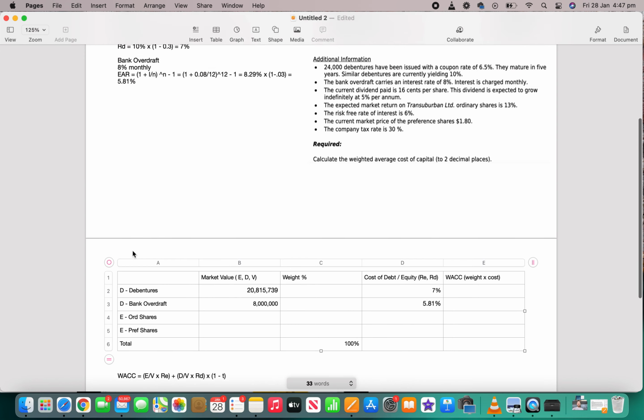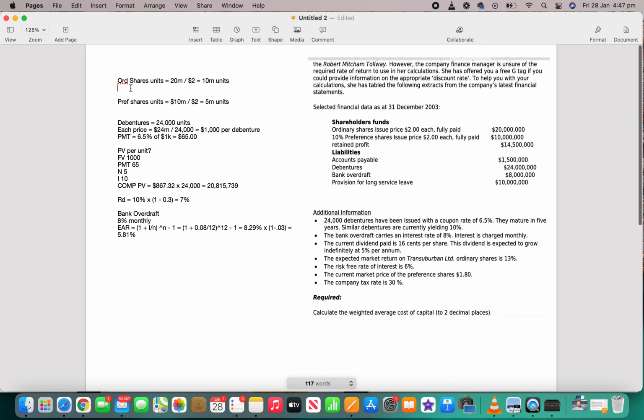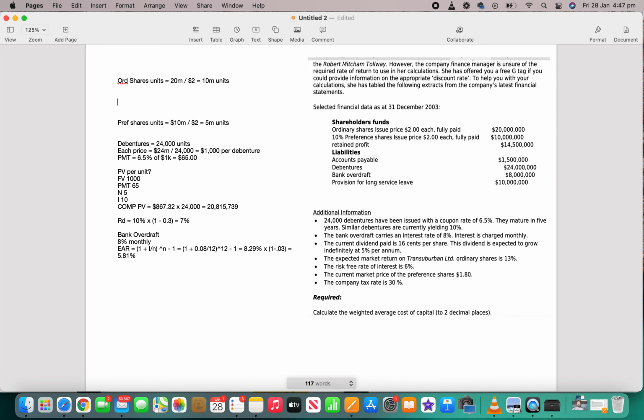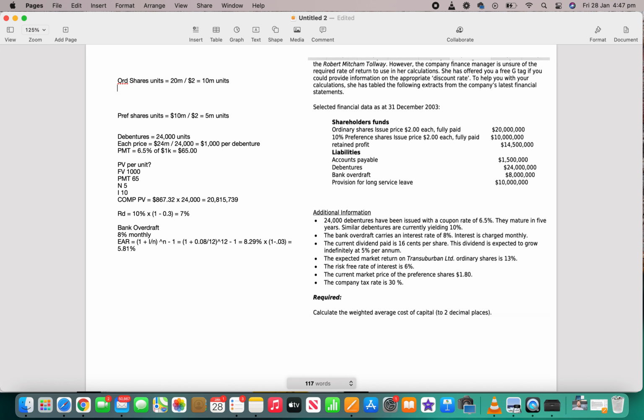So let's go ordinary shares. So up here, we know we already have 10 million units. Now, what it's saying, actually, it's saying here, the current dividend paid is 16 cents per share. So div equals 16 cents. The dividend is expected to grow indefinitely at 5% per annum.